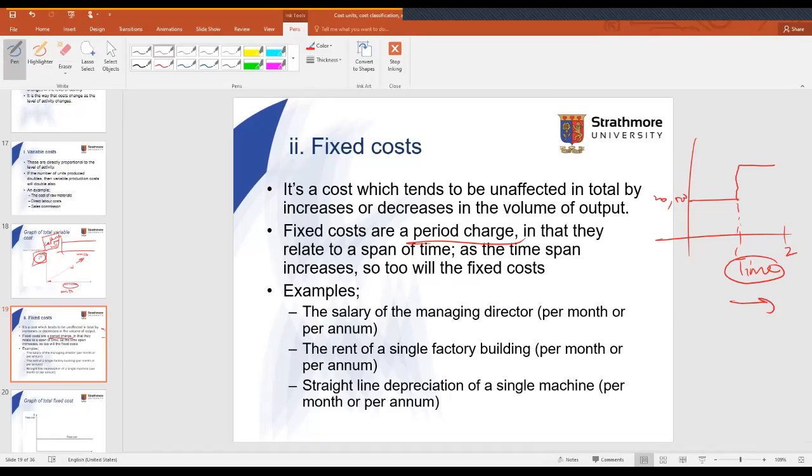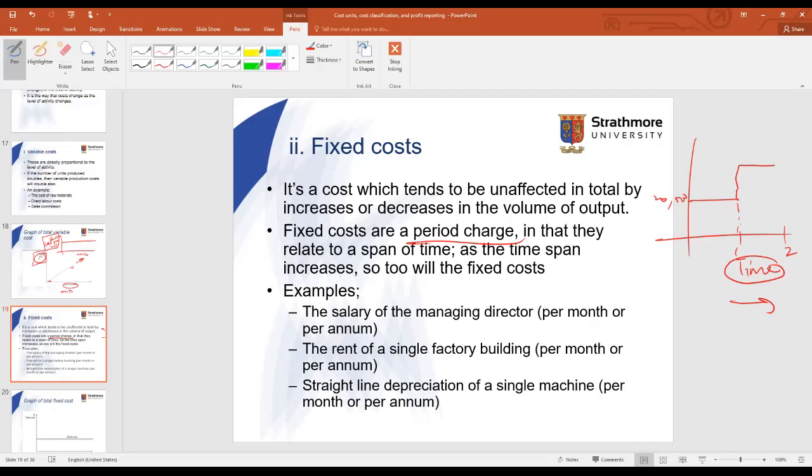That's what we refer to them as. They are period costs. They only remain fixed for a certain period of time. Past that period, the cost increases. So get into that because you may be asked, why are fixed costs called period costs? They only remain fixed for a certain span of time. Beyond that time, the cost increases further.